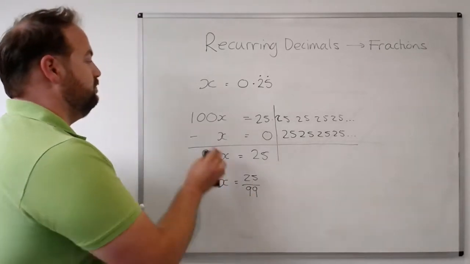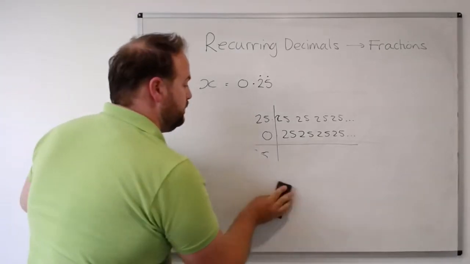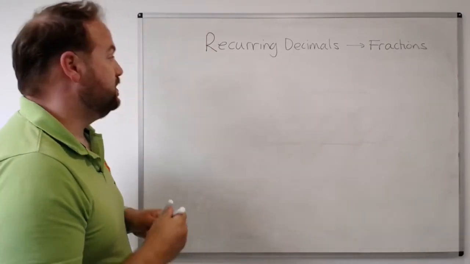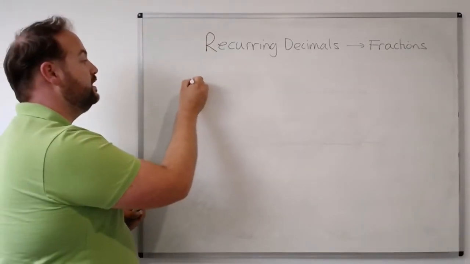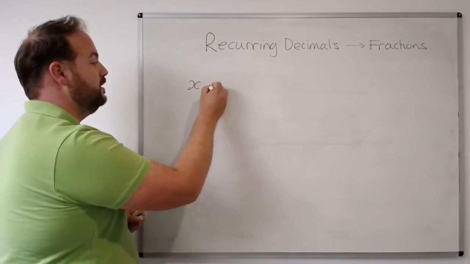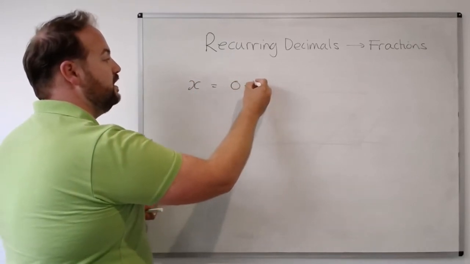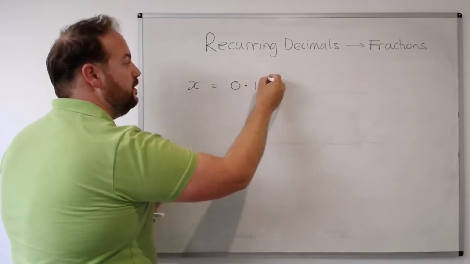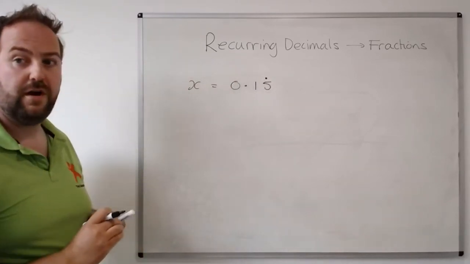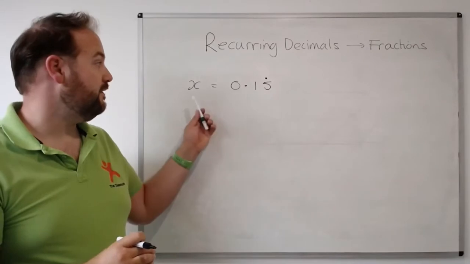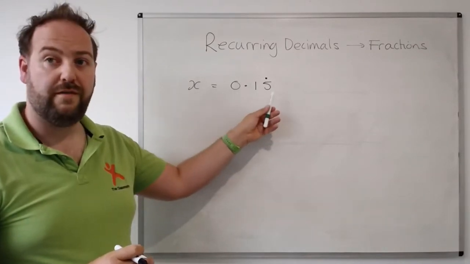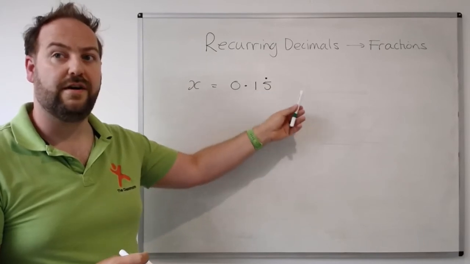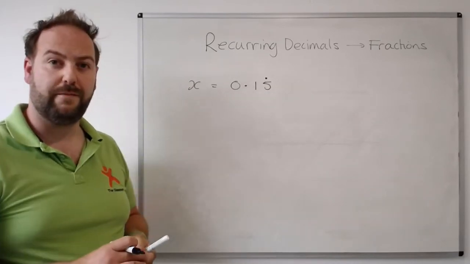However, we may have more complicated ones to do. You may, for example, have x is equal to 0.15, but only the 5 is recurring. So you have x is equal to 0.15. This is 0.15, 5, 5, 5, 5, carrying on forever.